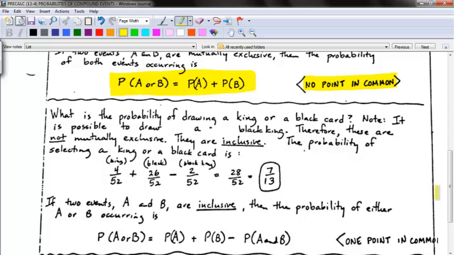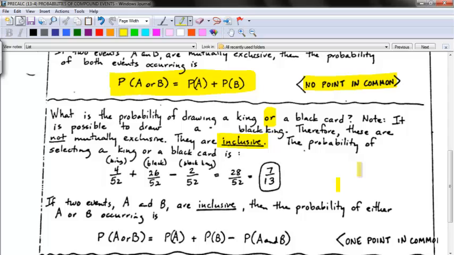Let's look at another example. What's the probability of drawing a king or a black card? Still another keyword, "or." But now you've got to think about a deck of cards. Kings, there are 4. Black cards, there are 26, right? There's 13 clubs, 13 spades. But how many black kings are there? 2. There is a point in common, mutually inclusive on this one. So these are inclusive. There's a point in common because there are black kings.